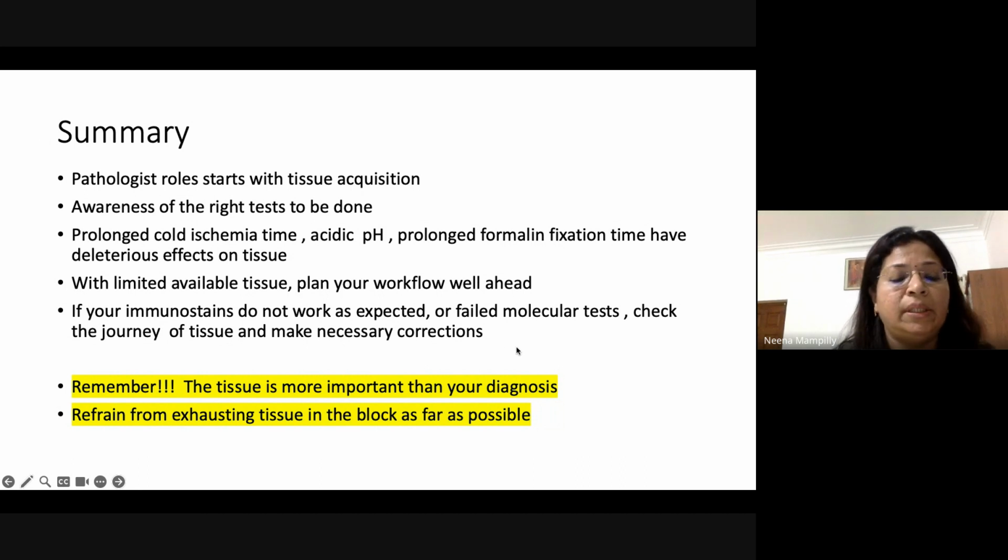It's very important. So we have come to the situation when the tissue has become more important than our diagnosis now. So our roles are changing from just giving a diagnosis to managing tissue. That's very, very important. So basically, we should all refrain from exhausting tissue in the block as far as possible.